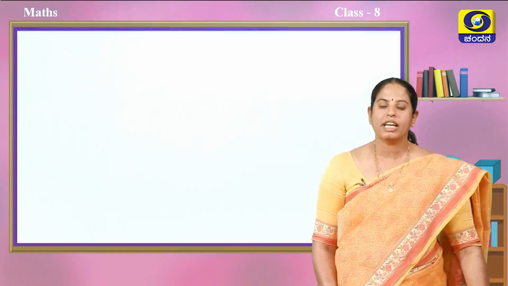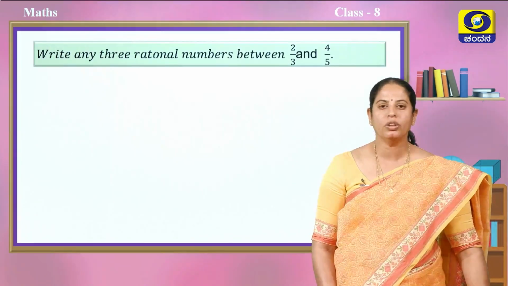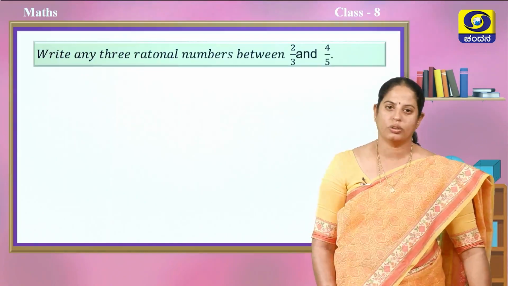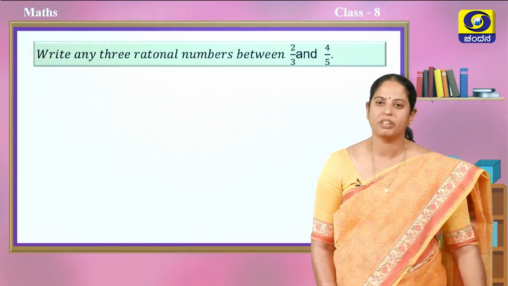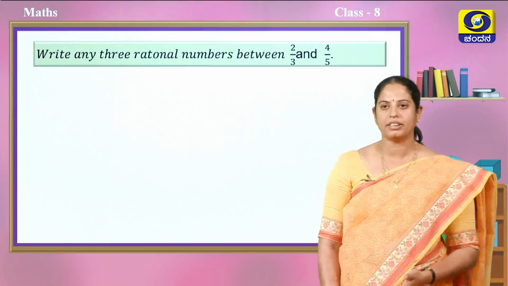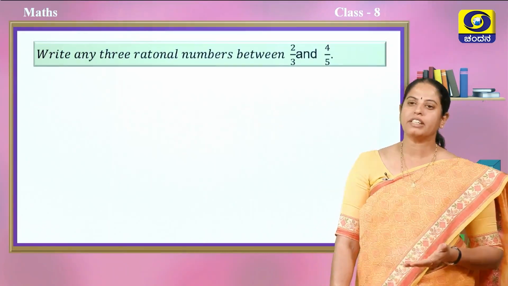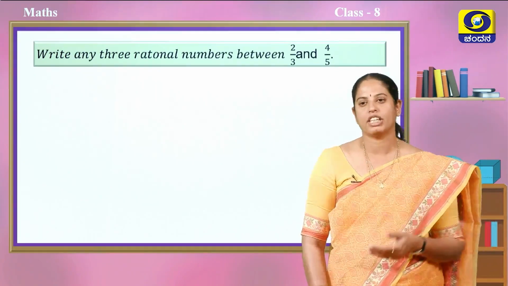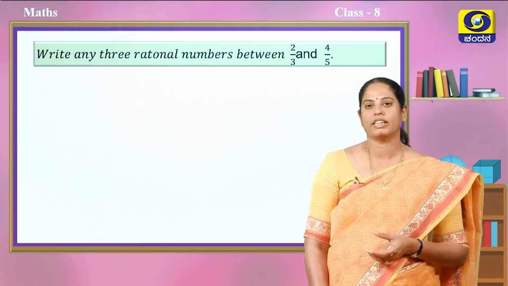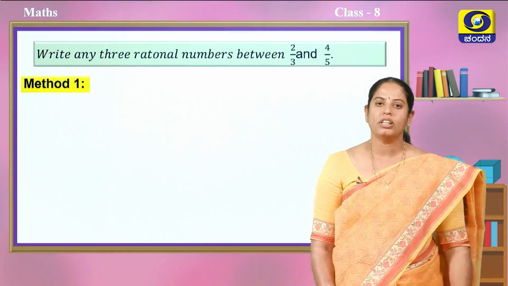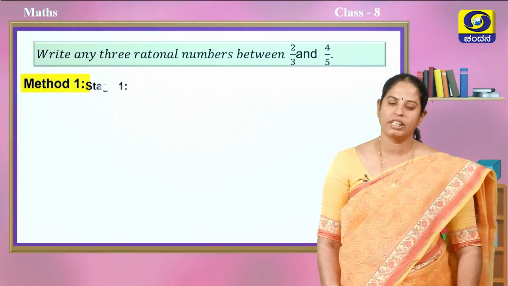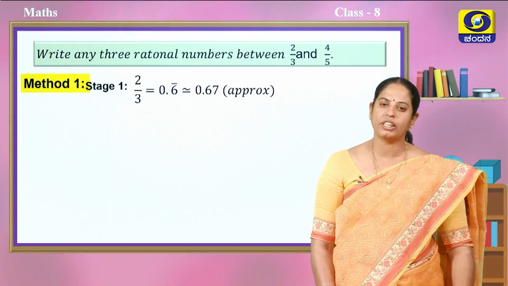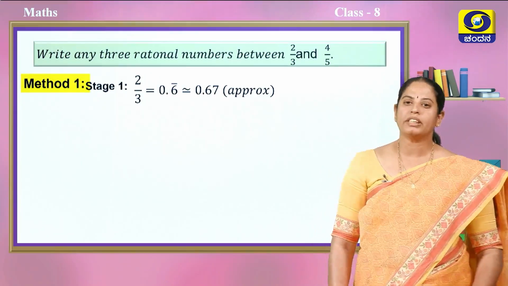Okay. So, next we are going to learn how to write any 3 rational numbers between 2 by 3 and 4 by 5. I am taking 2 examples, but learn the method for any 2 rational numbers, how we are going to write the numbers between them. So, here is method 1. In stage 1, I am converting 2 by 3 to a decimal.